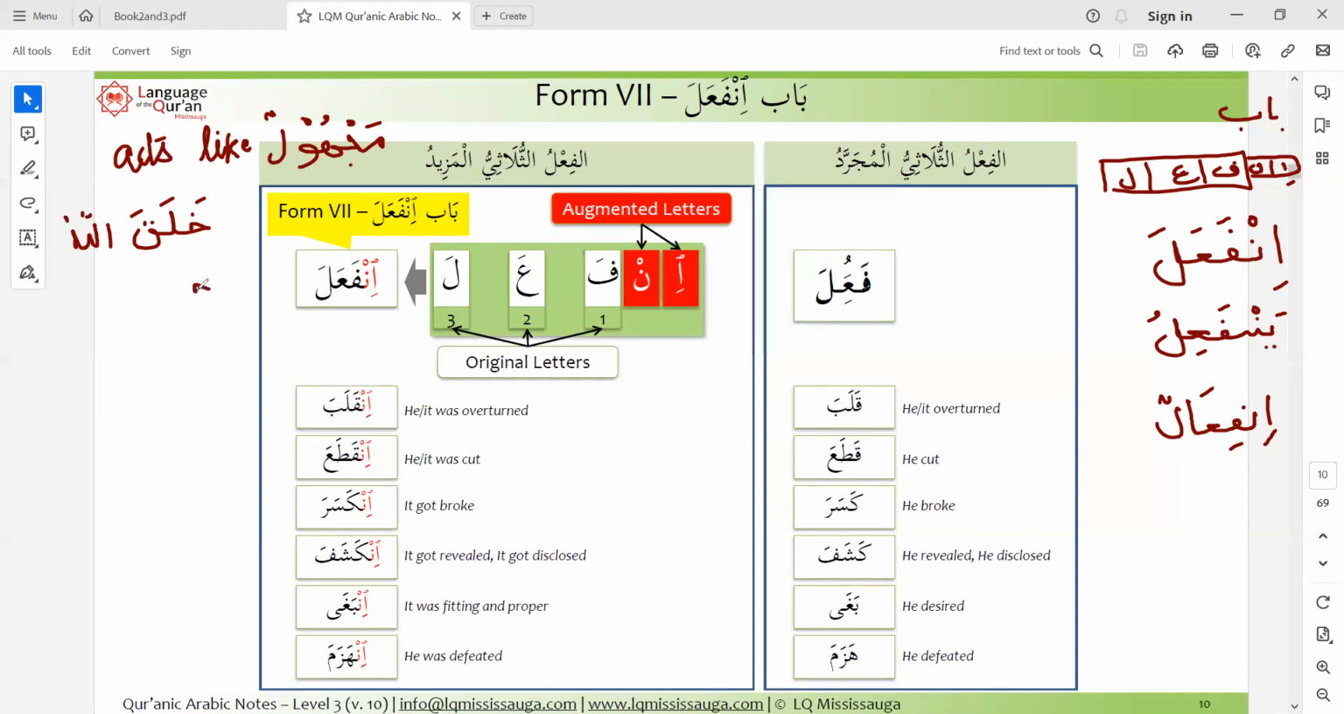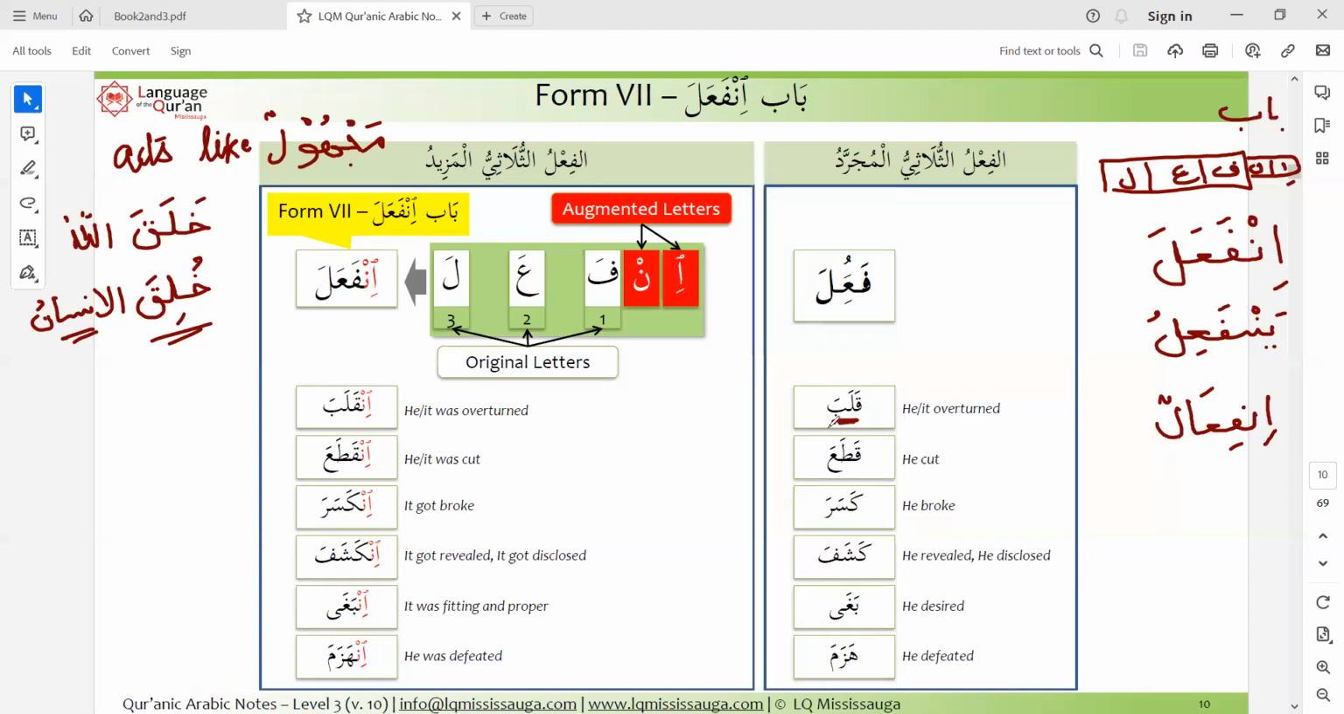Okay, and then if we say khuliqal insanu, khuliqa al-insanu, so this is nothing but majhul, meaning the man was created, where you will not have file and instead you will have naib file. We will see this in detail about the majhul, but remember that this verb will act like majhul. So when I say majhul, for example, let's take an example. Qalaba. Okay, qalaba. Qalaba means he overturned it.